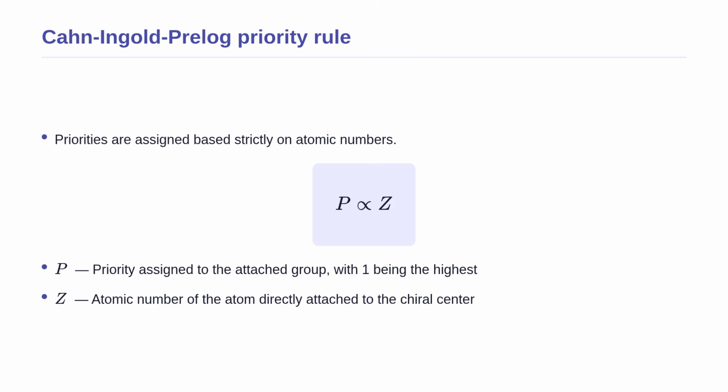If two atoms have the exact same atomic number, you cannot stop there. You must move outward along the chemical chain to the next atoms until a point of difference is finally found. Let us see how this works in practice.